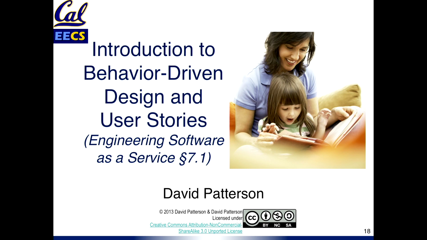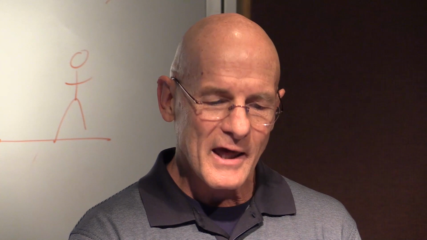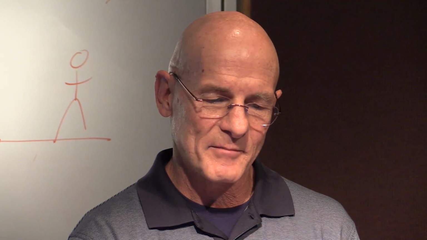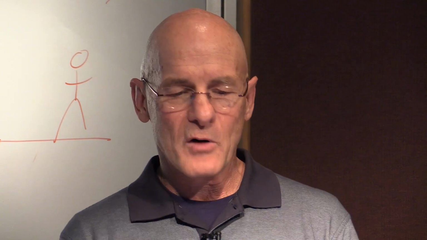All right. Now what we're going to do is go back. We went through Ruby and partway through Rails here, and we're going to go back to good old Agile design now. Behavior-driven design and user stories, which we've talked a lot about. So, why do software projects fail?